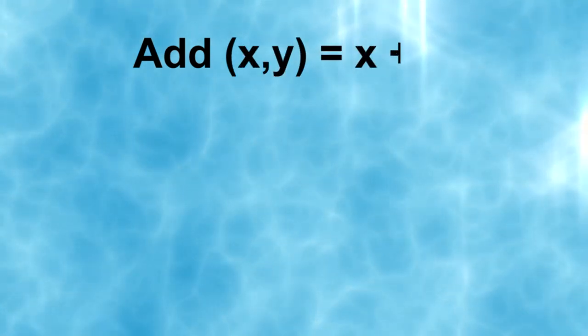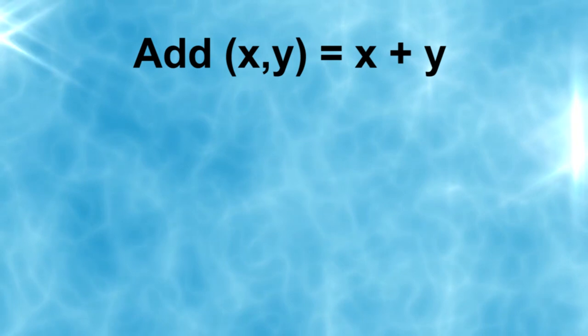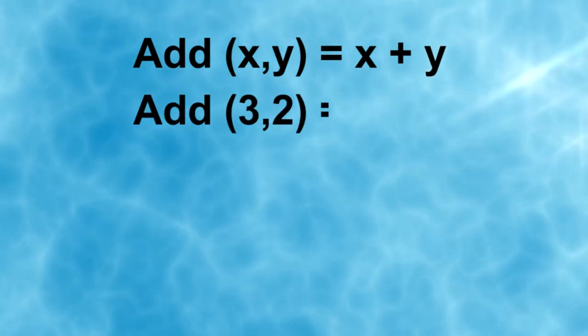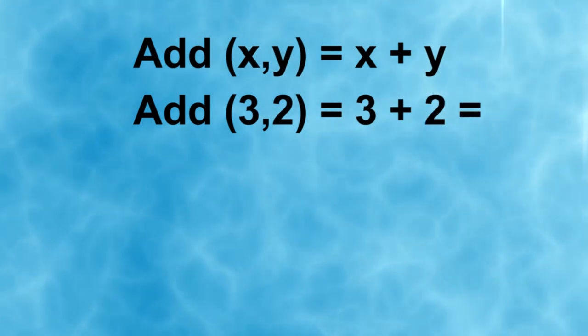If I write add and x and y in bracket, the output will be given by x plus y. So suppose if I put 3 in place of x and 2 in place of y, the output will be 3 plus 2, that is 5.